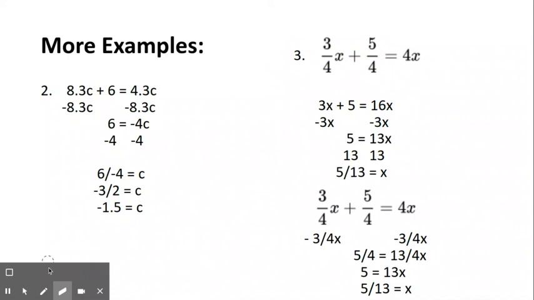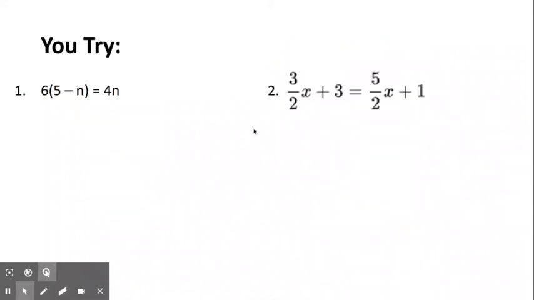I've talked a lot, so it is now that time for you to try one yourself, or try two yourself. Go ahead, pause the video, try solving both of these equations now. Okay.